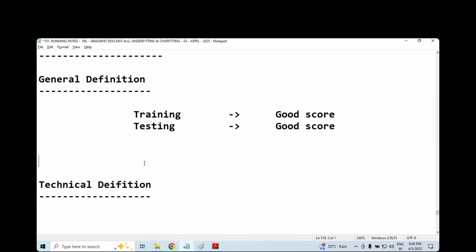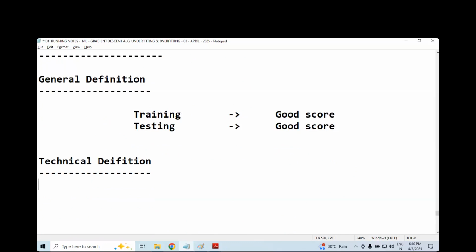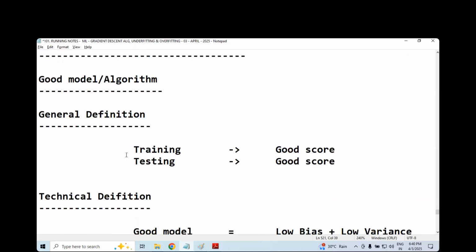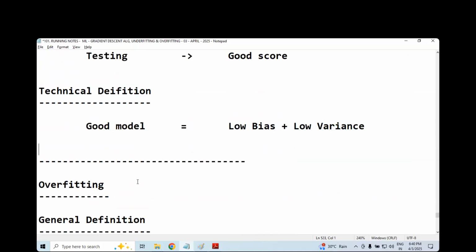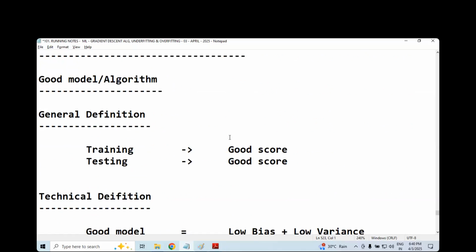Can you tell me technically? Very good, sir. Technically, a good model means low bias plus low variance. I simplified this in very layman terminology. A model can be either a good model, or an overfitting model, or an underfitting model.